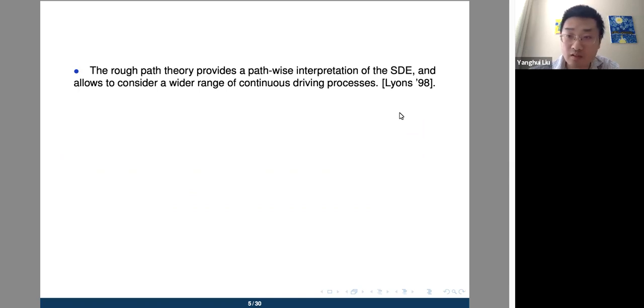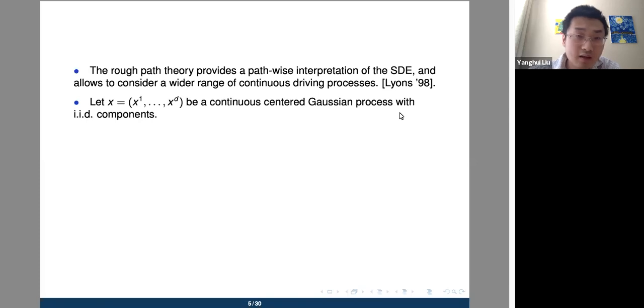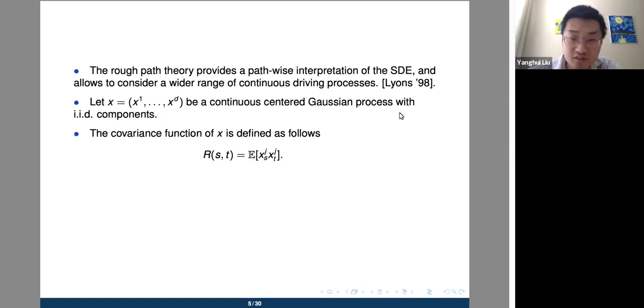This was studied in Lyons' paper in 1998. Let x equal (x^1, up to x^d) be a continuous centered Gaussian process with IID components. The covariance function of the process x is defined as follows. We denote it by R(s,t), which is equal to the expectation of x^j_s times x^j_t. So this is our definition of the covariance function.